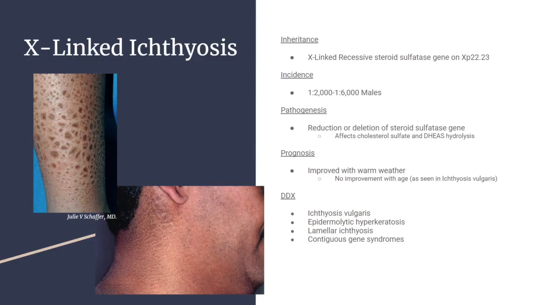Incidence is labeled here, not too important to know, but it is somewhat common compared to other diseases that we'll talk about today. You'll have a reduction or deletion of the steroid sulfatase gene. This affects the cholesterol sulfate pathway, and as you know, cholesterol is a part of the steroid synthesis pathway as well. So you'll notice that DHEAS hydrolysis is affected as well, and you might have an increase in that byproduct.